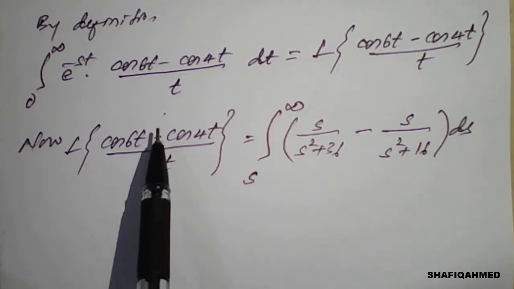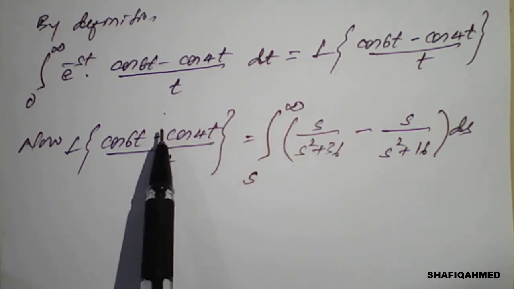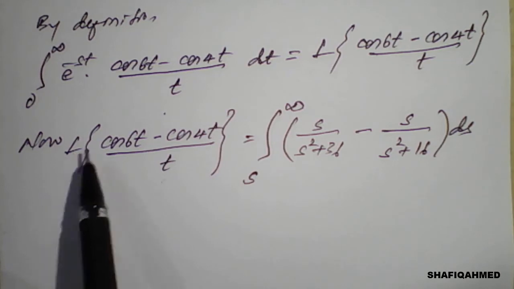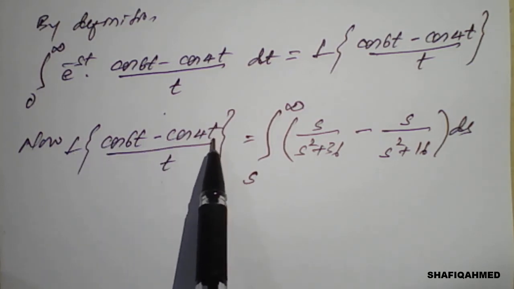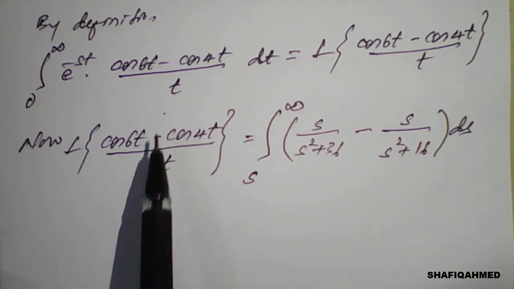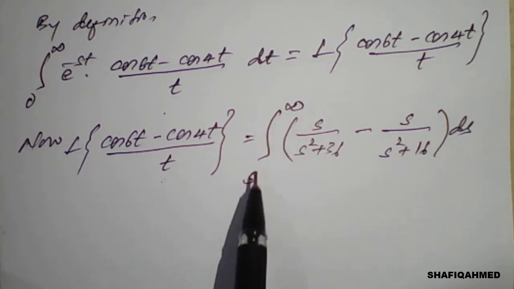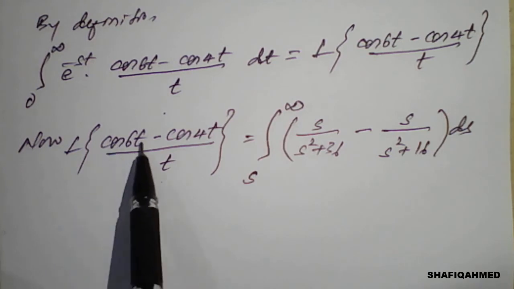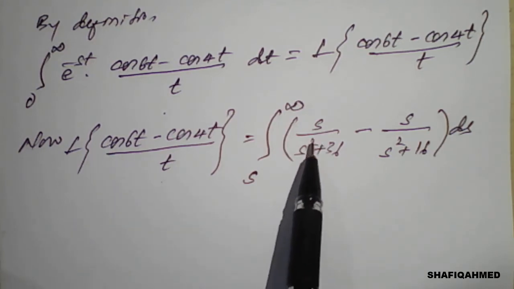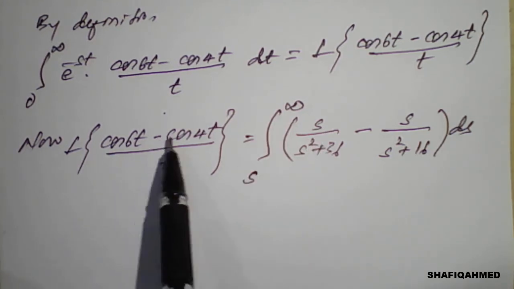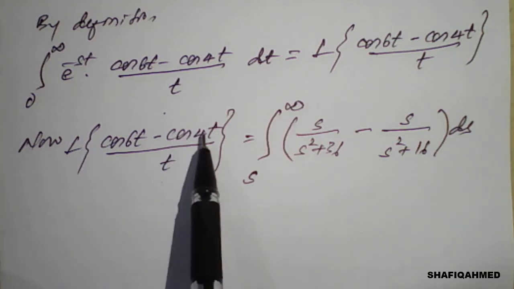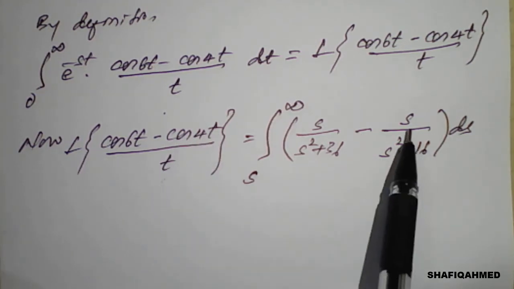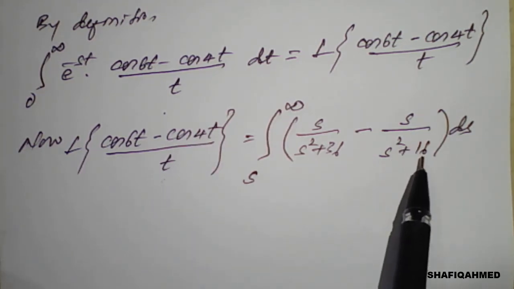Hope this step is clear. I have taken a completely direct result here. We need to find the Laplace transform of cos 6t minus cos 4t divided by t. Because of this 1 upon t, I have taken property number 3, so integration from s to infinity. Laplace of cos 6t is s upon s square plus 36, minus sign, Laplace of cos 4t is s divided by s square plus 16.